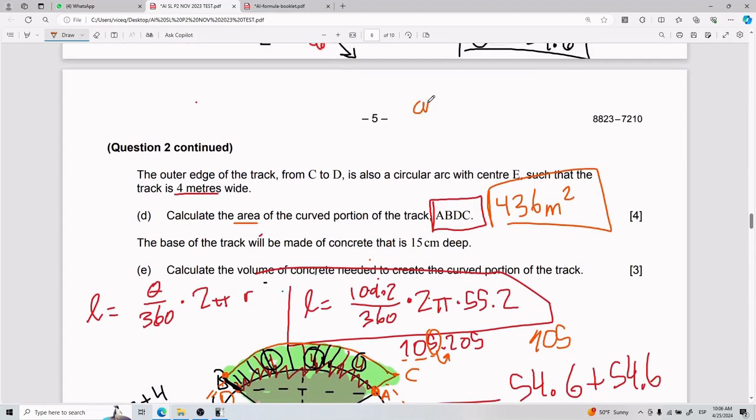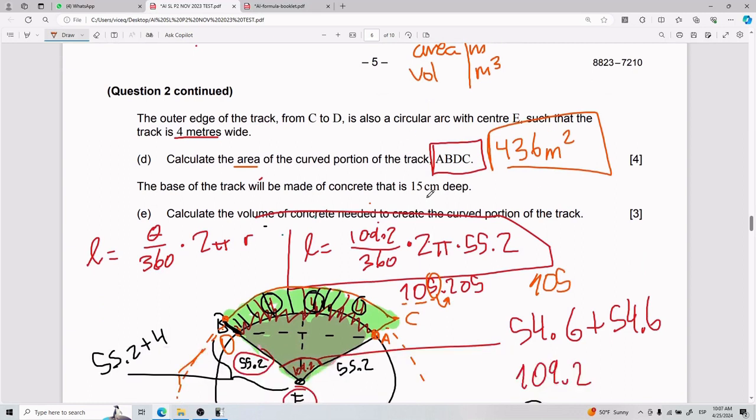Okay, so area is going to be meters squared, volume is going to be meters cubed, and distance is going to be meters to the power of 1, which is the same as just leaving it as meters, okay? So area is going to be squared, volume is going to be to the power of 3, distance is to the power of 1. Careful with that, it's part of how you put your answer.